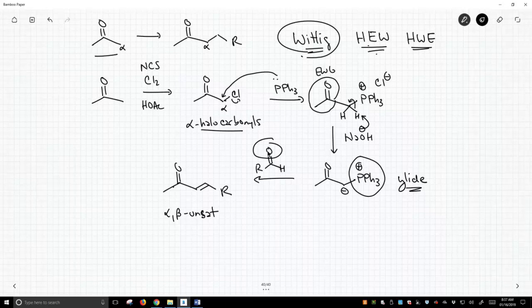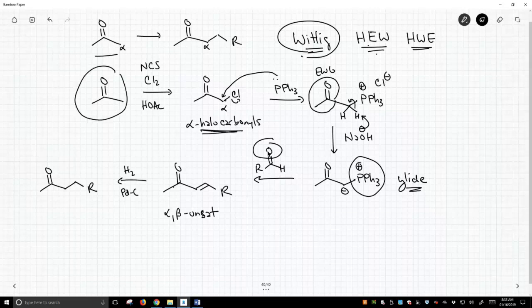Well, sure enough, once we get to here, we know from our other aldol chemistry, we can treat this with hydrogen and palladium on carbon, and we can get to here. And so the Wittig reaction, one of the early popular uses for the Wittig reaction was to actually alkylate ketones. You can start with a ketone, we'll halogenate it. So this would be the first step. Second step, we'd make our phosphonium salt.